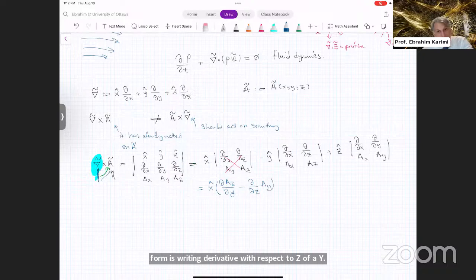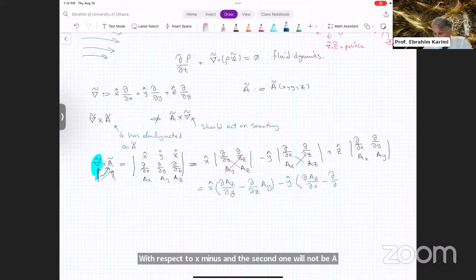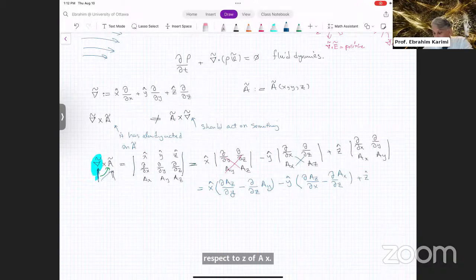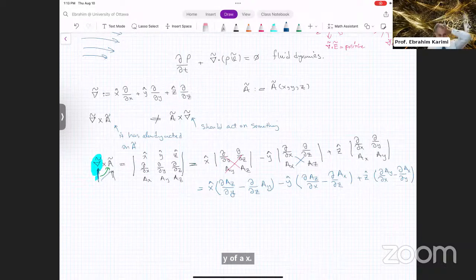That's really important. Then we write minus y hat. In the same way, here it will be the derivative of az with respect to x minus, and the second one will not be ax derivative with respect to z, it will be the derivative with respect to z of ax. And the same way for z hat, which will be the derivative with respect to x of ay minus the derivative with respect to y of ax. So the result of this is a vector.